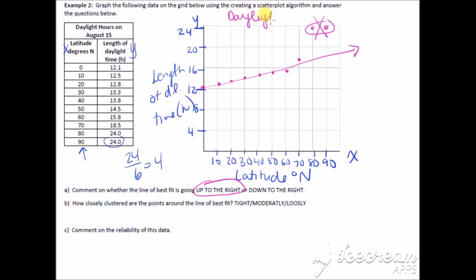By the way, this is called daylight hours on August 15th. Okay, how closely clustered are the points around the line of best fit? They're pretty tight, except for 2 outliers.